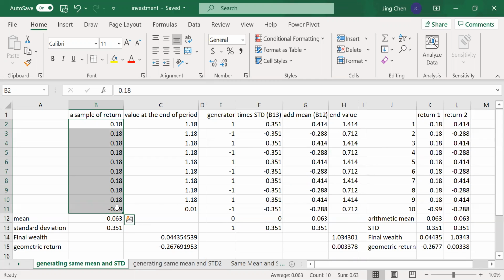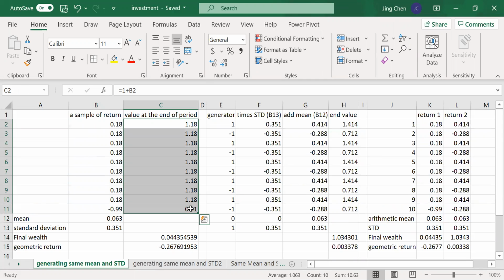And then we want to calculate the value at the end of this period. For example, we have this 18% return. So the value at the end of the period, we get 118%, right? And so on. We have 10 returns, or 10 values, so we can calculate the final wealth. Final wealth is the multiplication of these 10 numbers.